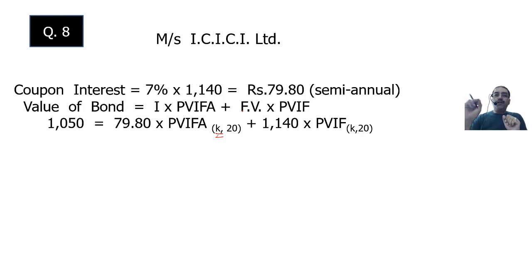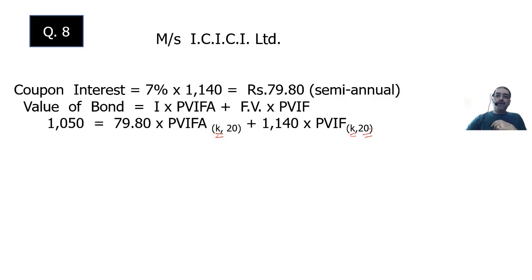20 installments. Actually, it is 10 years. Maturity is 10 years. But how many half years are there? In 1 year, there are 2 half years. So in 10 years, there will be 20 half years. So 20 periods are there. Plus 1140 face value into PVIF, single cash flow, at K rate of interest. That is your YTM for 20 installments, 20 half years.